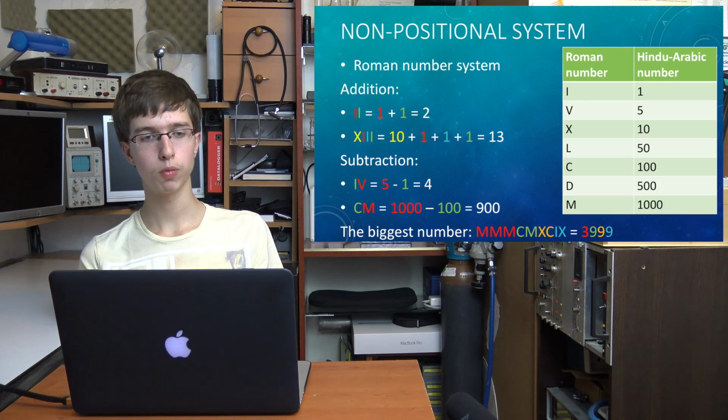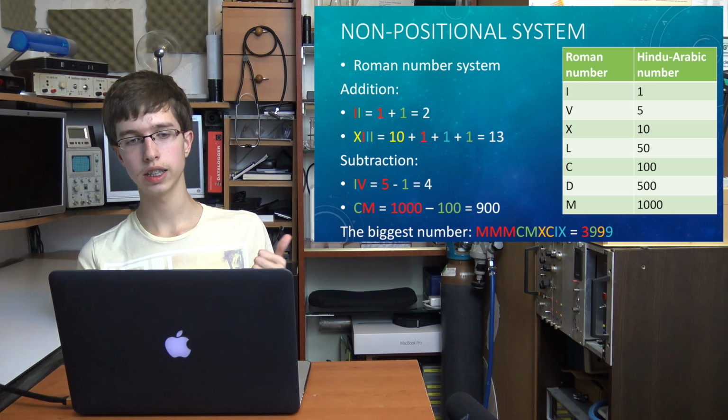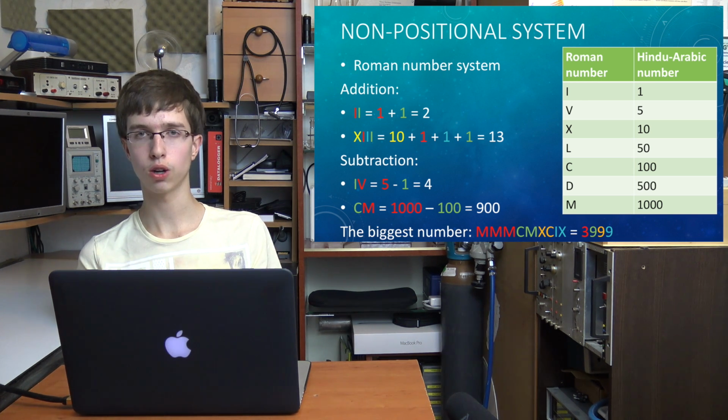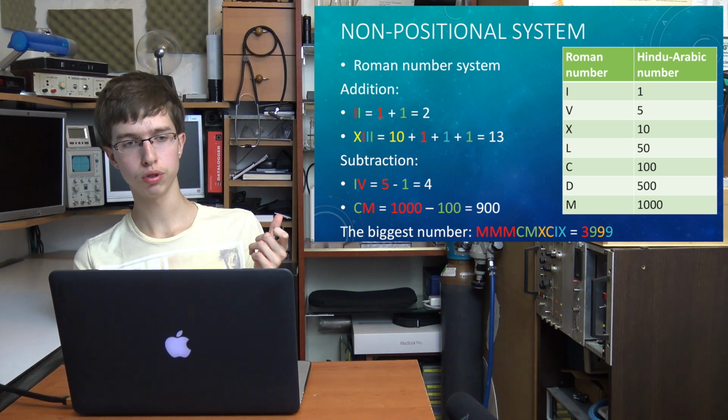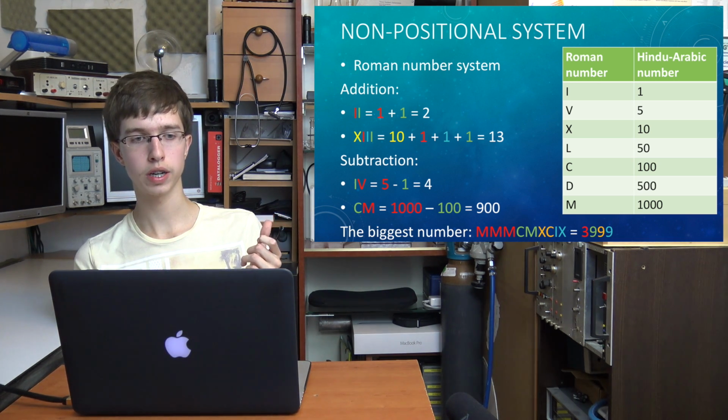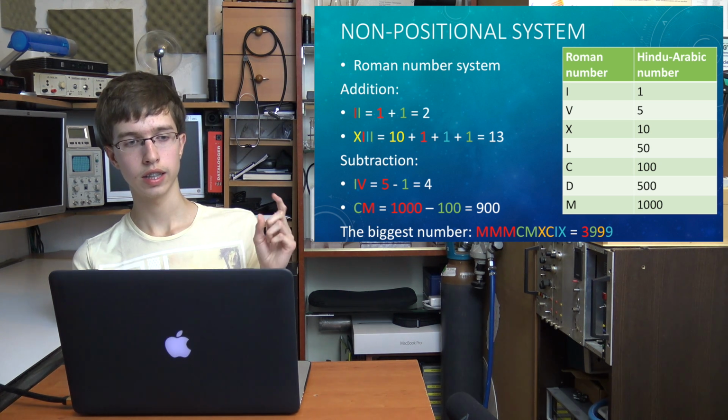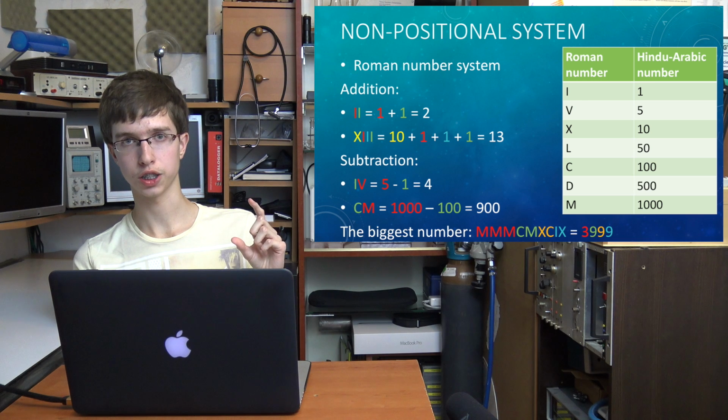The most famous non-positional system is the Roman number system. In this table we can see the basic Roman numbers with their Hindu-Arabic equivalents we usually use to write numbers in everyday life. Here are these two rules we use to express more complex Roman numbers. These are rules of addition and of subtraction.